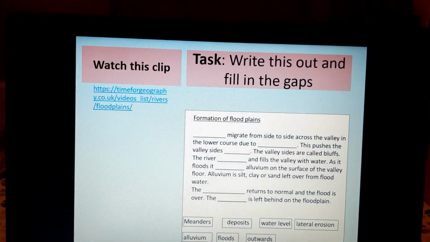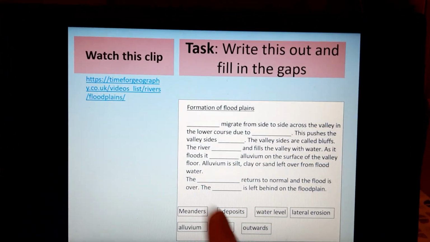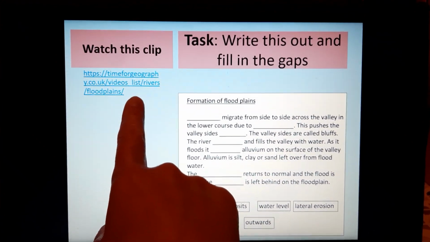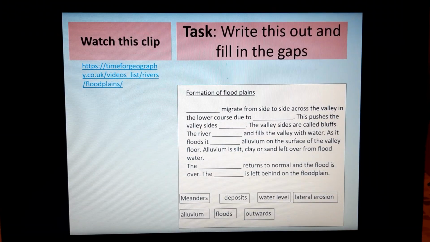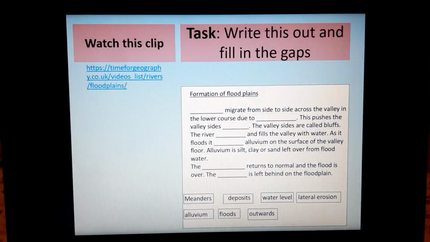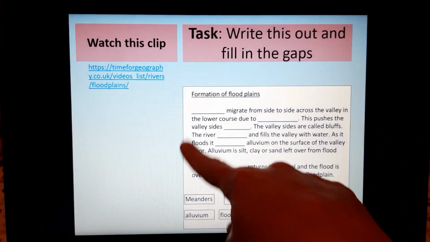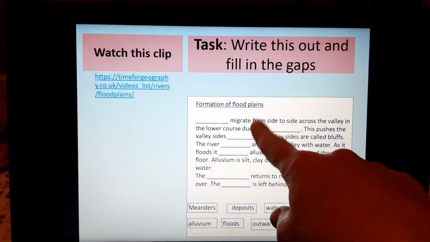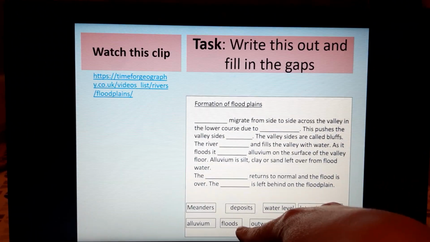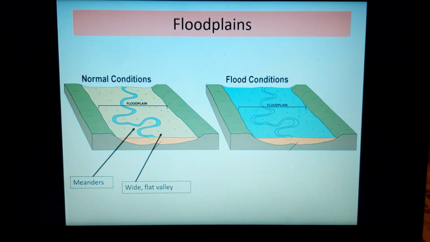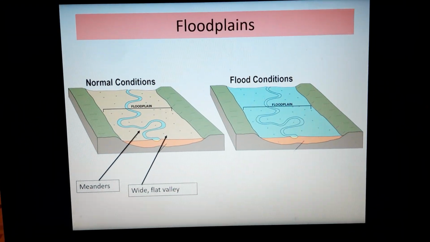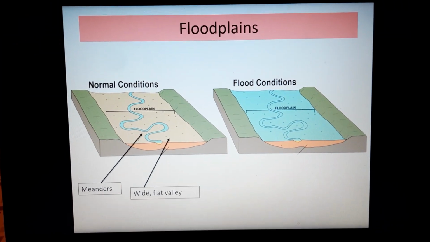Okay, so floodplains first. You've got two things to do here. Go on to Time for Geography and watch this clip about how floodplains are formed and what causes their formation. Okay, and then complete this gap fill activity. So write it out, and these are your missing words to fill into the gaps. The answers to that are on the next few slides, so you can check it yourself, but try and be strict with yourself. Don't just copy it from the answers.